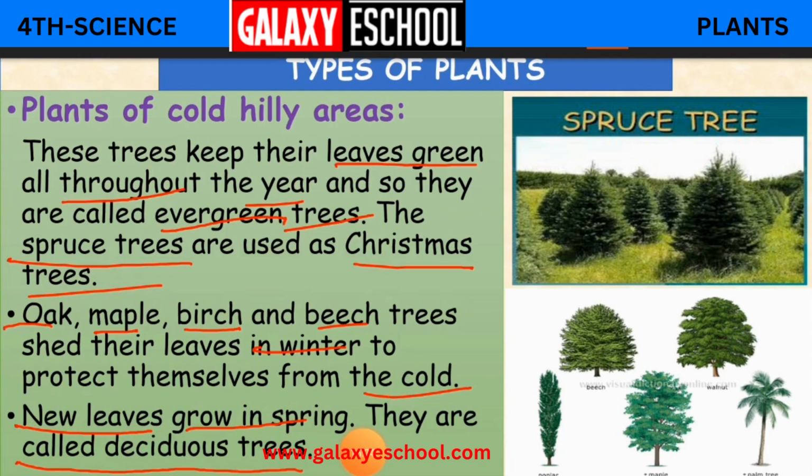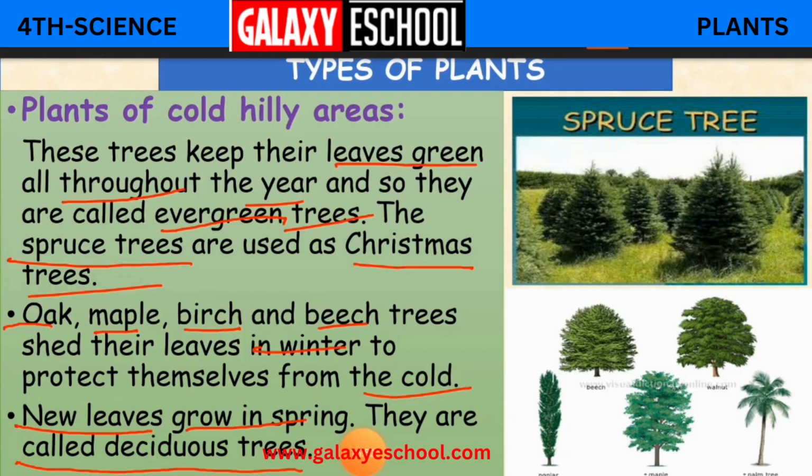Clear, children? So what are deciduous trees? Deciduous trees shed their leaves in winter. Why? To protect themselves from the cold. And when they get leaves again, they get them back in the spring. New leaves grow in the spring. These trees are called deciduous trees. For example, what trees are we having here? Oak, maple, birch and beech.